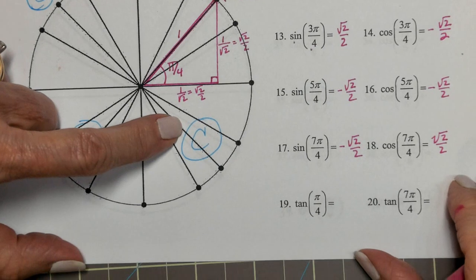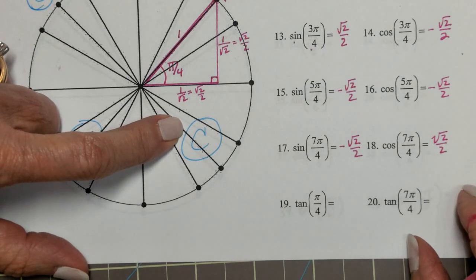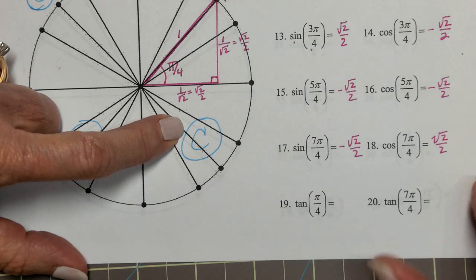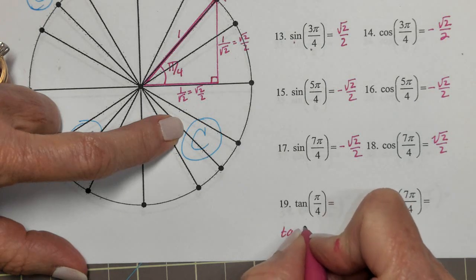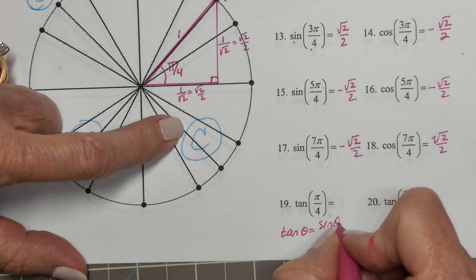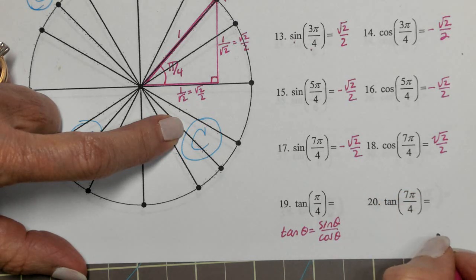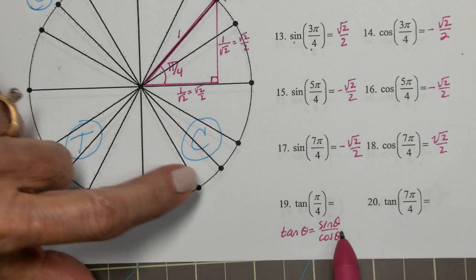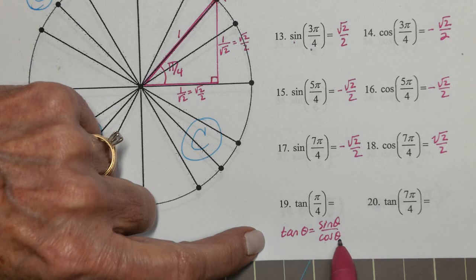What about tangent? Since tangent is opposite over adjacent, tangent of any angle is always sine of that angle divided by cosine of that angle. Always. So what is sine of pi over 4 divided by cosine of pi over 4?